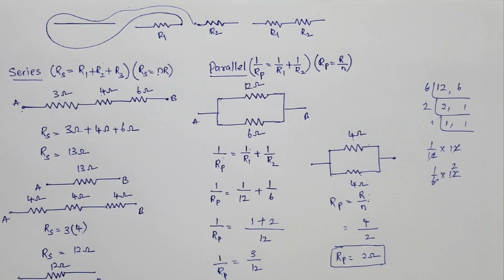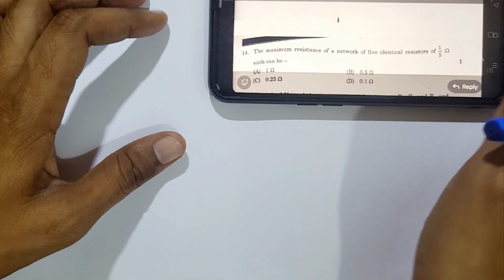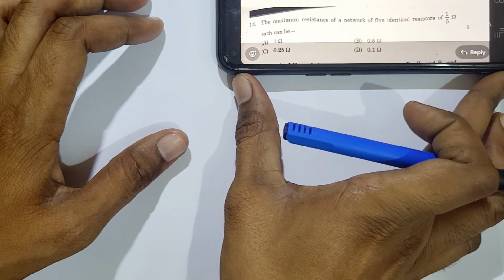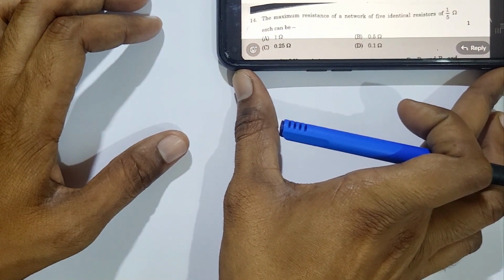Now let us take a few simple questions which were asked. First let us take a simple question, then gradually we'll increase the level. Remember one thing: when we connect equipment in series, equivalent resistance will increase. When we connect equipment in parallel, equivalent resistance will decrease. So what they asked in the first question: the maximum resistance of a network of 5 identical resistances.